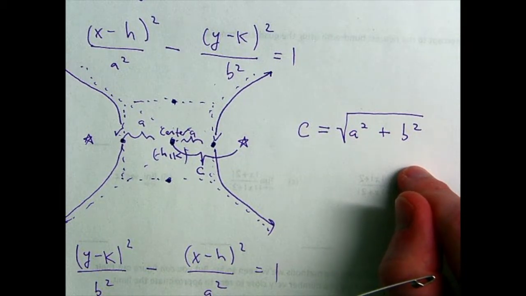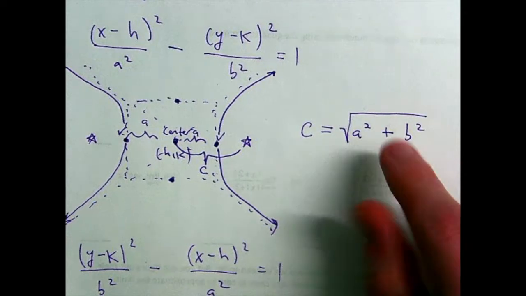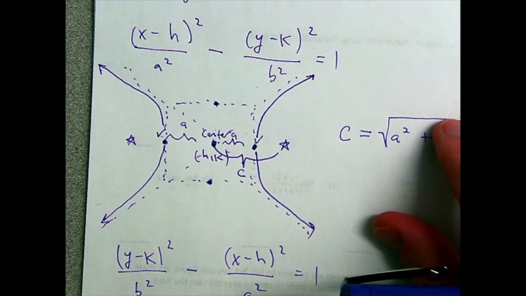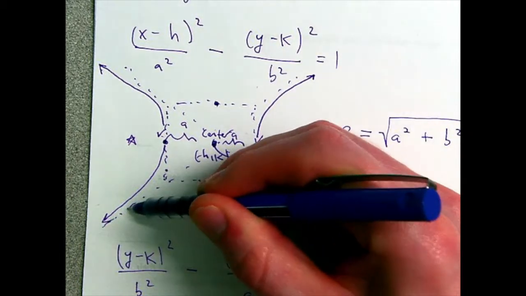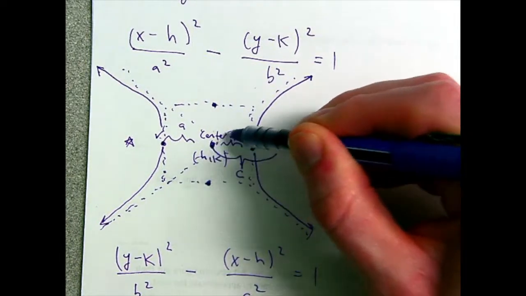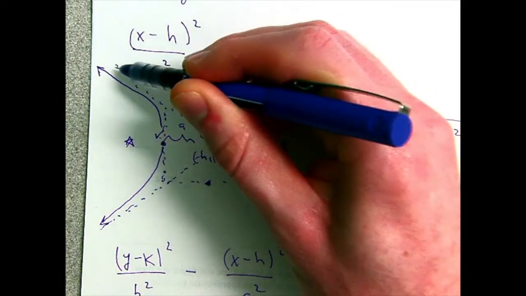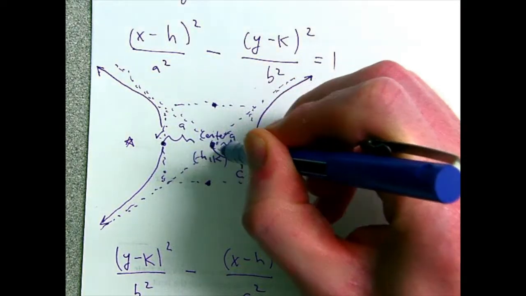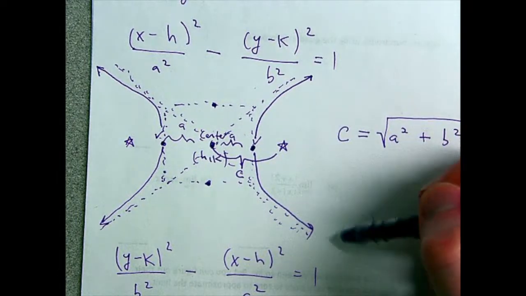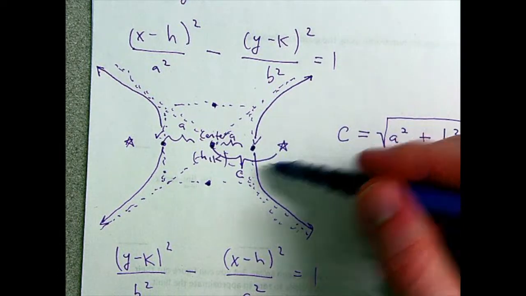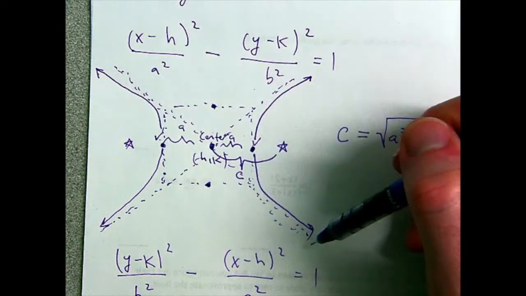It's a squared plus b squared. So just a couple of things to notice about this. In this diagram, you'll notice that these diagonals, the diagonals of the rectangle that I drew, form kind of an invisible wall that the graph of the hyperbola runs up against. These diagonals are actually asymptotes.